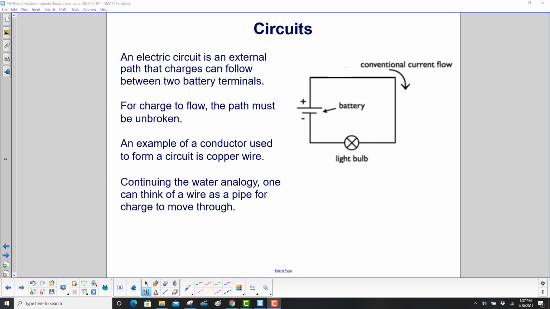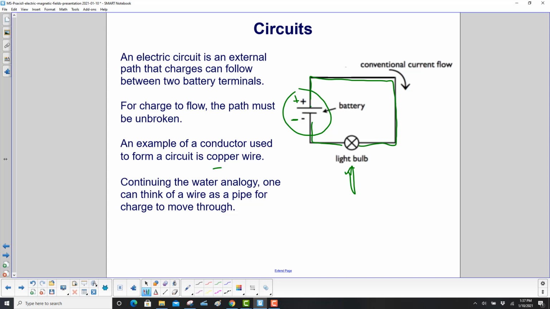An electric circuit is an external path that charges can flow between the two battery terminals. So here's a battery here. We have the positive terminal and the negative terminal. Our external path is a wire, copper wire normally. Here's a light bulb. For charge to flow, the path must be unbroken. The wire can't be broken. It has to be continuous from the positive to the negative terminal of the battery.